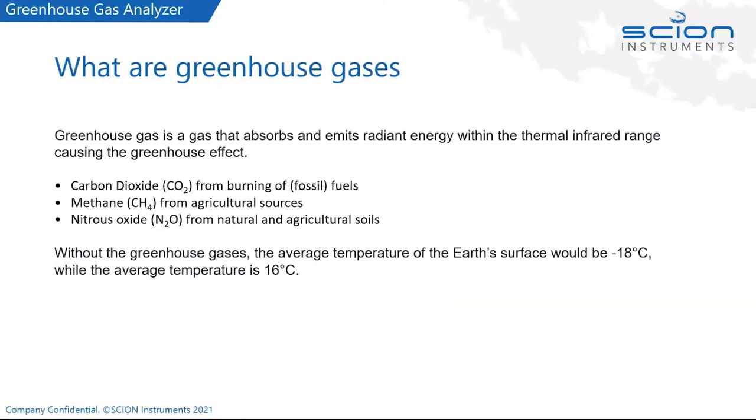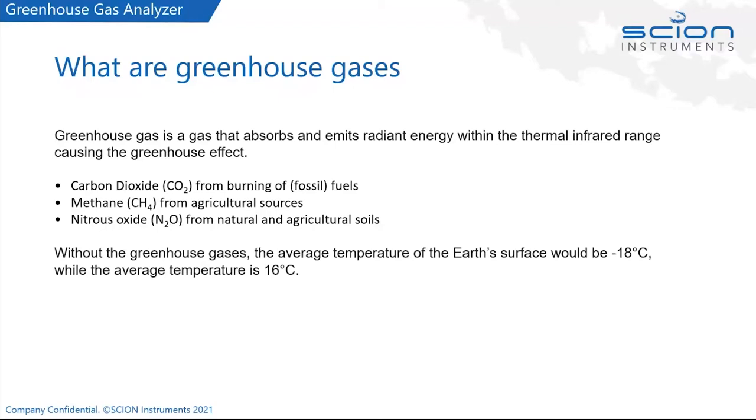And the carbon dioxide, the methane, and the nitrous oxide are coming from different sources. For example, the carbon dioxide is from the burning of fossil fuels, methane is coming from agricultural sources, for example the cows, and the nitrous oxide from natural and agricultural soils.